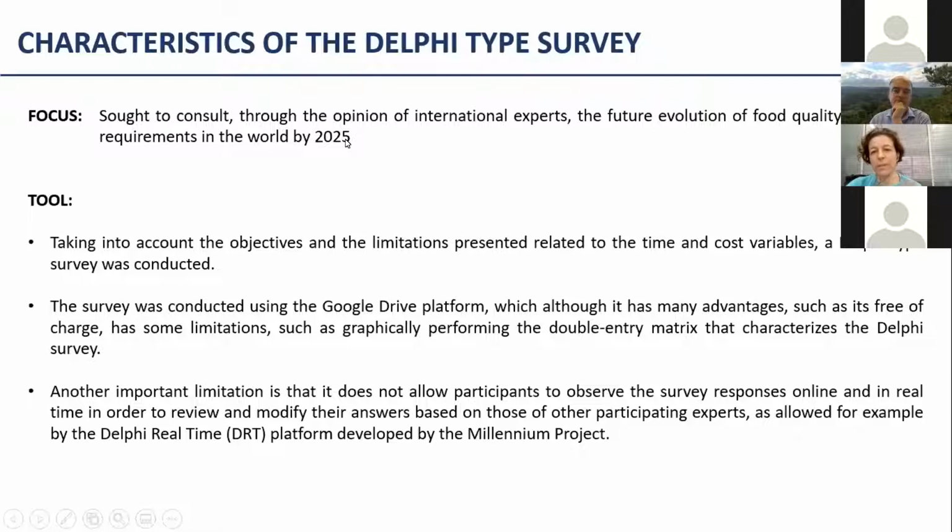by 2025. Tools. Taking into account the objectives and the limitations related to the time and cost variables, a Delphi type survey was conducted using the Google Drive platform. The last one was the Millennium Project platform. This is Google Drive. It was easy, designed here because there were fewer people. It has many advantages, but this platform is not good for a second round or to have feedback of the answers. It's just one survey. This is one limitation. Another important limitation is that it does not allow participants to observe the survey responses online and in real time in order to review and modify the answers.